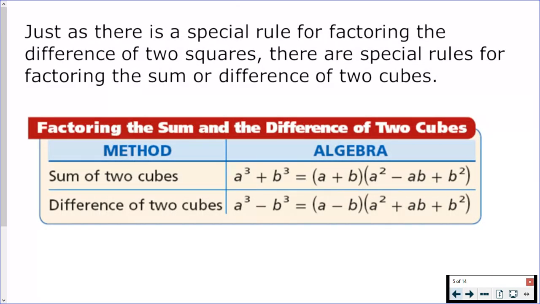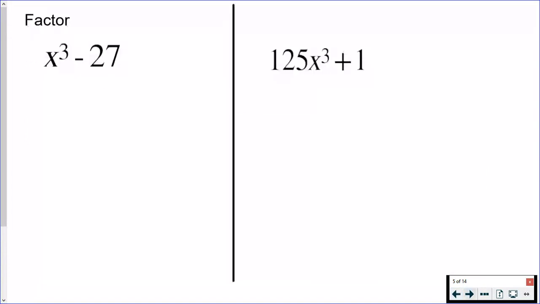These are your formulas here. So I'm going to use the difference of two cubes formula. Notice that the difference of cubes is a cubed minus b cubed. In this example, I know that this is a difference of cubes because I have something cubed minus something cubed. If you can rewrite it as something to the third power minus something to the third power, then you are going to use the difference of cubes formula. So my a would be x and my b would be 3.